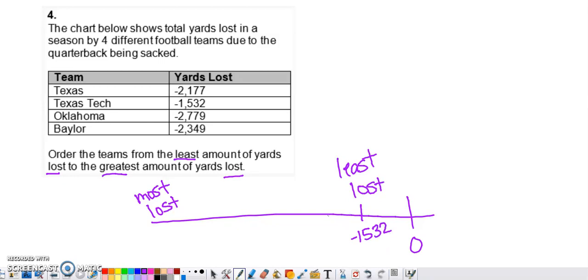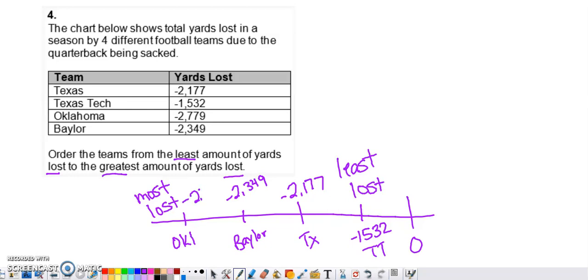Okay, next I'm going to come across Texas. So this is Texas Tech. Now I'm going to come across Texas at a negative 2,177 yards. Next I'm going to run into Baylor, and they are at a negative 2,349. And then the most yards lost was Oklahoma at a negative 2,779 yards lost. So your answer would be Texas Tech, Texas, Baylor, and then Oklahoma for number 4.